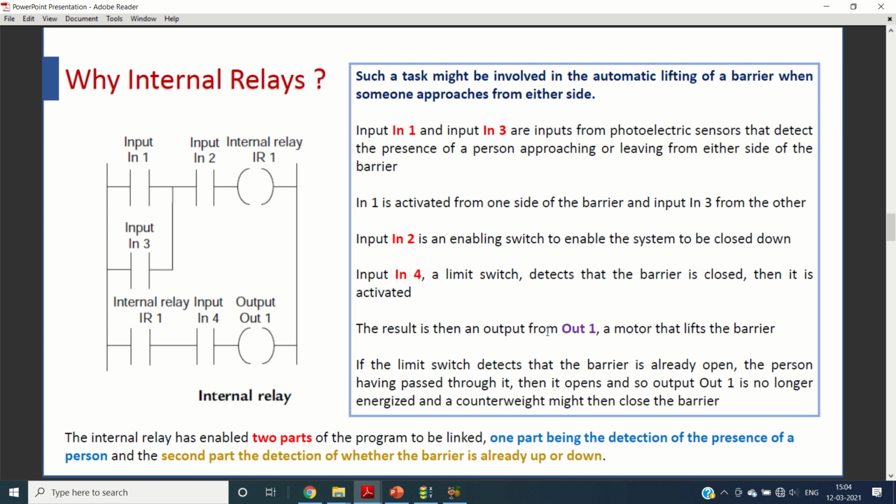Now the result is an output from output 1, a motor that lifts the barrier. Now you see, if the limit switch detects that the barrier is open and the person has passed through it, then it opens, and so output 1 is no longer energized and a counterweight might close the barrier.